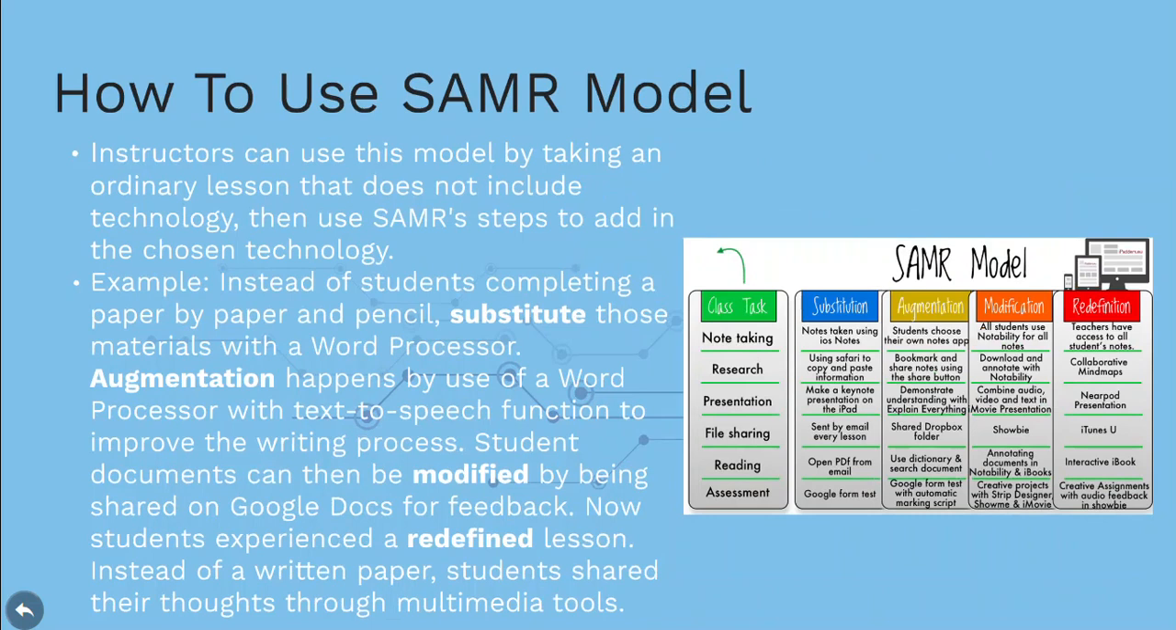I provided an example of how to use the SAMR model. Instead of students just completing a paper by pencil and paper, you can use the first step to substitute those materials with a word processor. Augmentation allows you to use the word processor with text-to-speech function to improve the writing process.